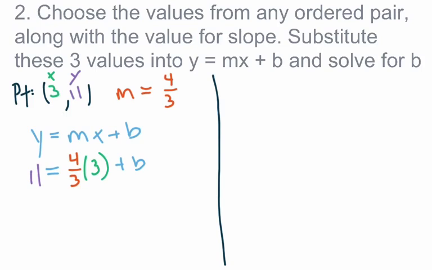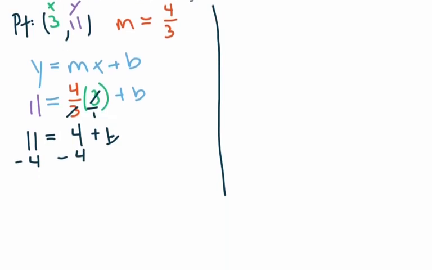Now we need to do a little bit of math, and if I remember back to multiplying fractions by whole numbers, this can go over 1, and these can cancel. So I end up with 11 is equal to 4 plus b. Subtract 4 from both sides. These cancel, and we get b equals 7. So our y-intercept for this problem will be 7. And that's all the math that we need to do in order to figure out our y-intercept.